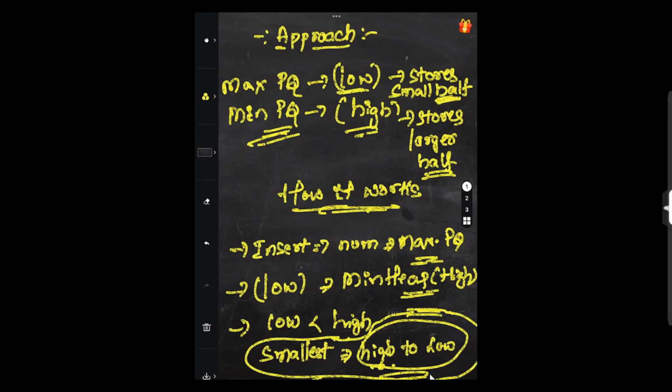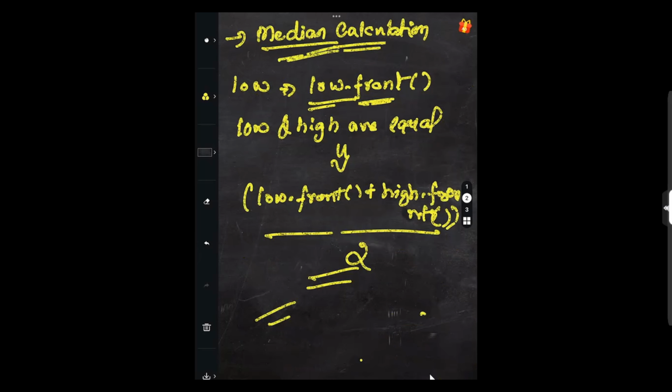So what is the approach? Basically, we are going with max and min heap, and max heap stores the small half, nothing but the largest value will be on top always. Min heap stores the larger half, the smallest value will be on top always. So how does it work? First, we will insert the number into the max heap. Second, we'll move the largest element from low to min heap, nothing but high. Third, and this is important, if low has fewer elements than high, then we move the smallest from high back to low, just for the balancing.